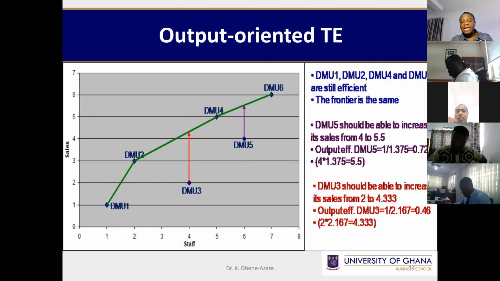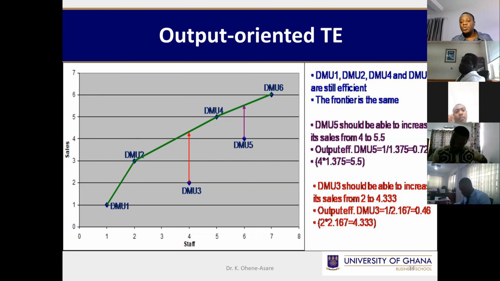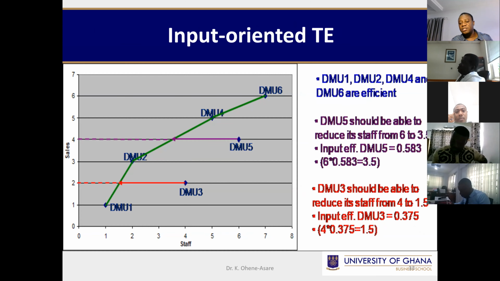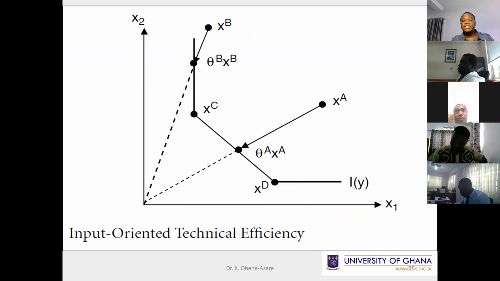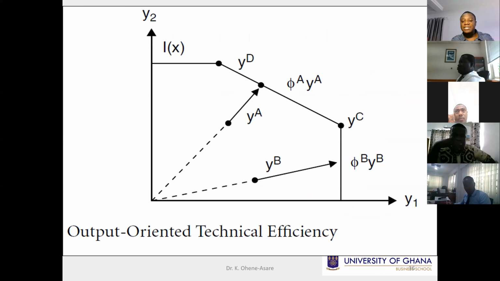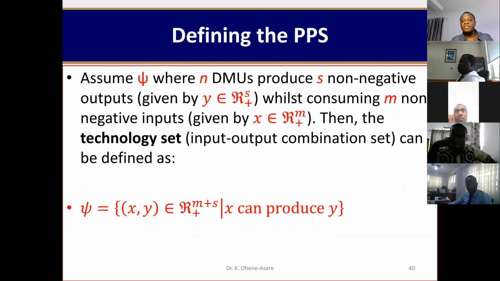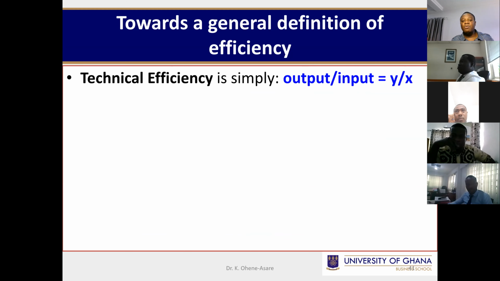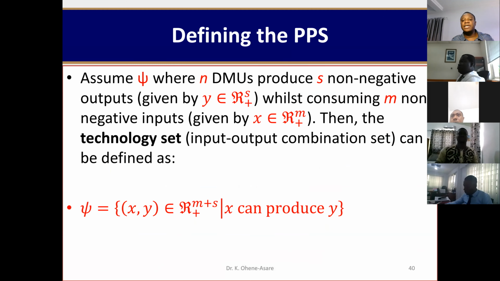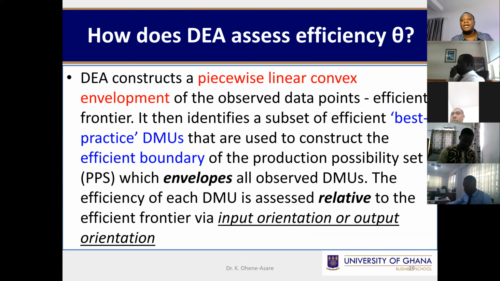Next time, what we've done is the input oriented. What I want you to do is go and calculate the output oriented efficiency scores. We'll come and look at the merits and the demerits of DEA, and then the assumptions of DEA. Then we can get to the proper formulation of the mathematics.